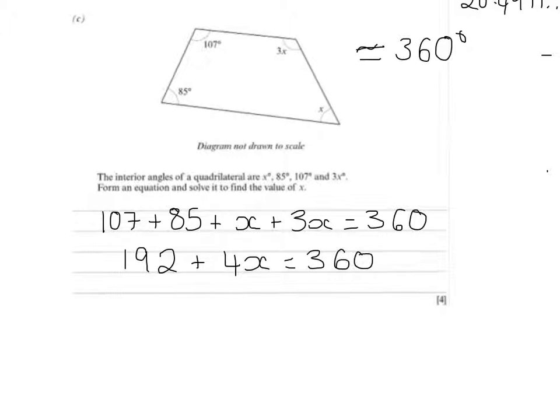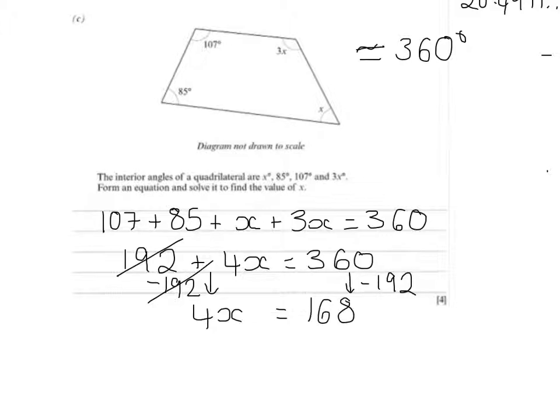Now I need to solve this equation. I want to get the x by itself, so I've got to get rid of the numbers around it. First I will have to get rid of this 192. At the moment it's positive 192, so I subtract 192 from both sides. These will cancel, so I'm just left with 4x on this side. On this side, 360 take away 192 is 168.